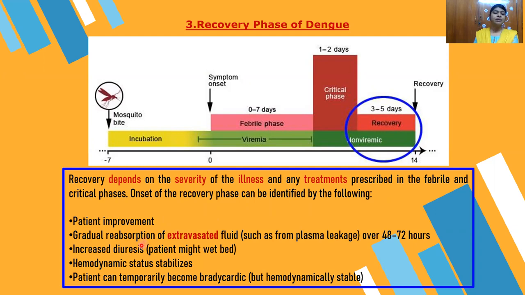There will be gradual reabsorption of extravasated fluid, like plasma leakage, and increased diuresis, which means the patient will have the urge to pass urine several times. Hemodynamic status stabilizes. The patients can temporarily become bradycardic. Bradycardic is nothing but a slower heartbeat when compared to the normal one, but their hemodynamic status will be normal.